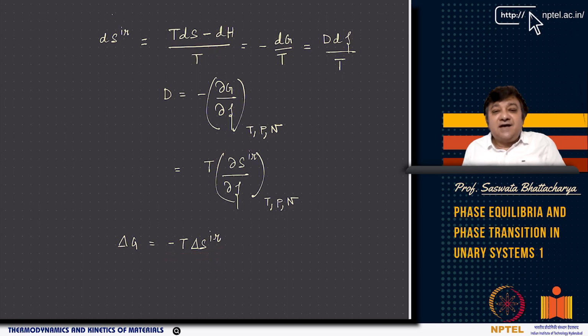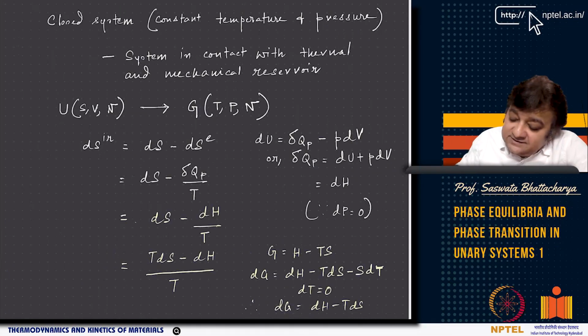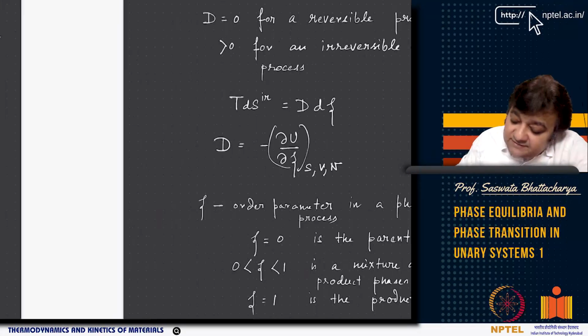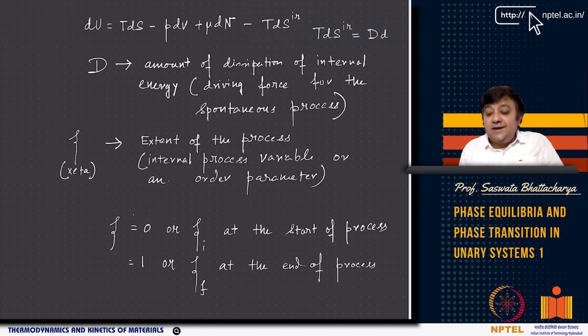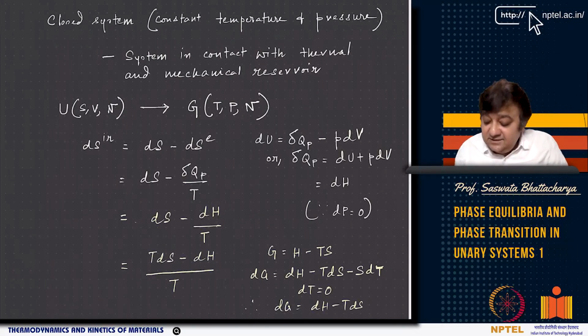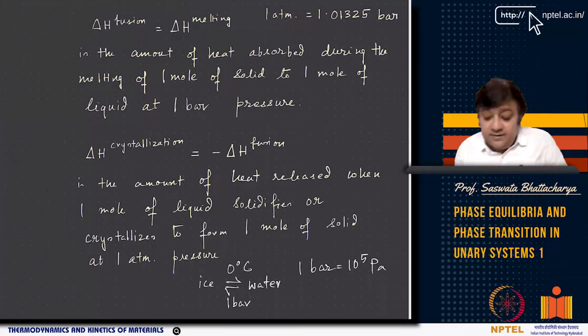So minus T delta S IR is nothing but the extent of dissipation, right? Extent of dissipation of internal energy is nothing but delta G, right? Minus T delta S IR in the equation that I showed here. So if you see, this entire term, in the closed system which is in contact with the mechanical and thermal reservoir, is nothing but delta G. That is the change in the Gibbs free energy, right?